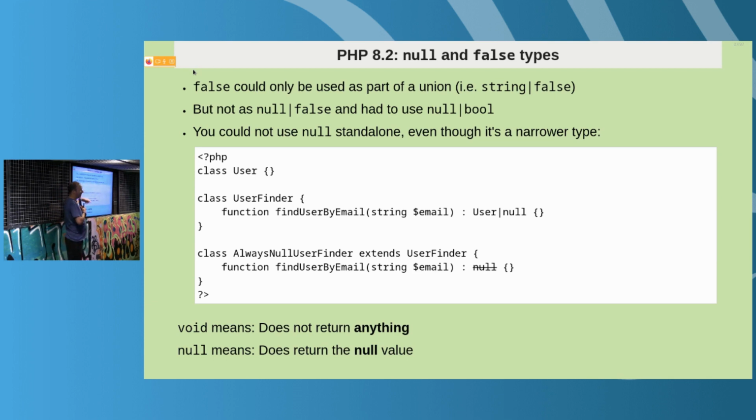But in some test instance, you might have an AlwaysNullFinder, which extends that, and from that you always want to return null. You couldn't specify that because you couldn't use null as a return type. So you had to leave it out, and because you leave it out, it's not type safe anymore. So we now added this type in PHP 8.2. We can now type just null.